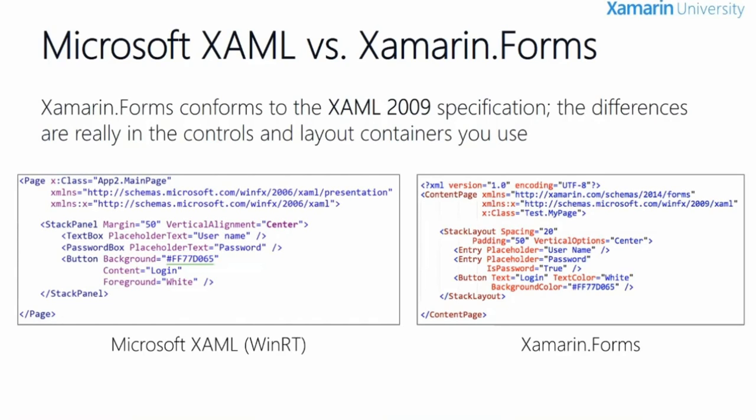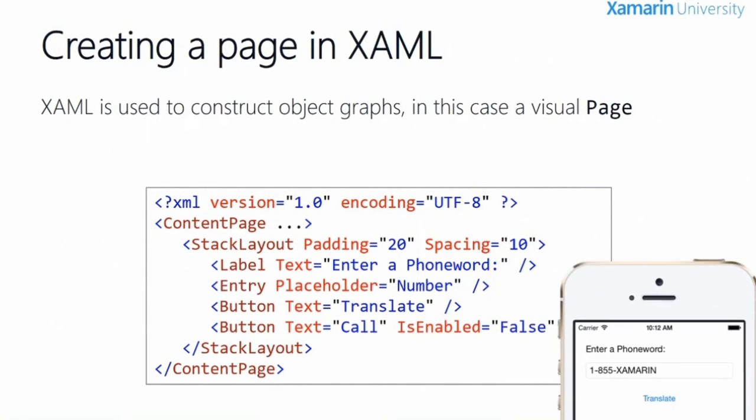So in this diagram, you can see on the left-hand side, we have a WinRT application, and on the right-hand side, we have a Xamarin.Forms application. And they're both really describing the same UI, except notice that the tags are different. Because remember, XAML is based off of the underlying object model. So in Xamarin.Forms, the controls are things like content pages, stack layouts, entries. But in WinRT, there are things like page, stack panel, and text box. Now you may be confused with some of these tags and attributes, so let's go ahead and take a look at some basic XAML code.